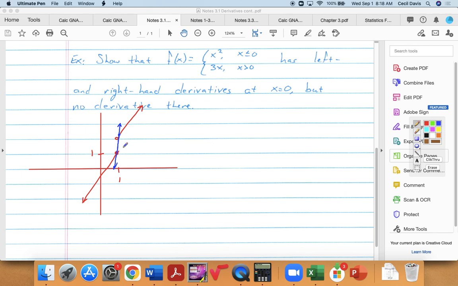The slope of a vertical line is undefined. So what's going to happen is your left-hand derivative is going to exist here, but your right-hand derivative is not going to exist. Therefore, the derivative at this point does not exist. Okay? All right. Let's quiz.